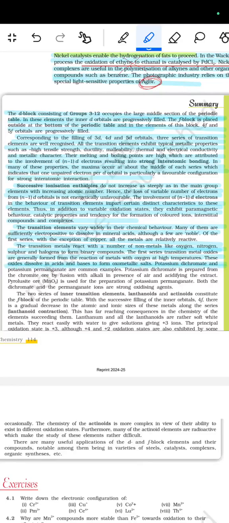Potassium dichromate is prepared from the chromate by fusion with alkali in the presence of air and acidifying the extract. Pyrolusite or MnO2 is used for the preparation of potassium permanganate. Both the dichromate and the permanganate ions are strong oxidizing agents.